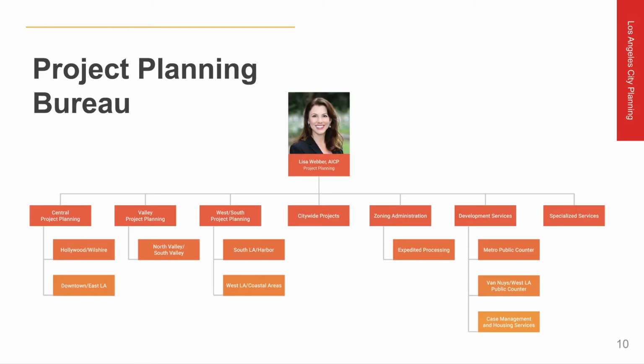Much of the information we will review today will focus on the operations of the Project Planning Bureau, which is overseen by Deputy Director Lisa Weber. Taking a closer look at the Project Planning Bureau, you can see here that it is comprised of 7 divisions. You have the 3 geo teams, which focus on different geographic areas of the city.